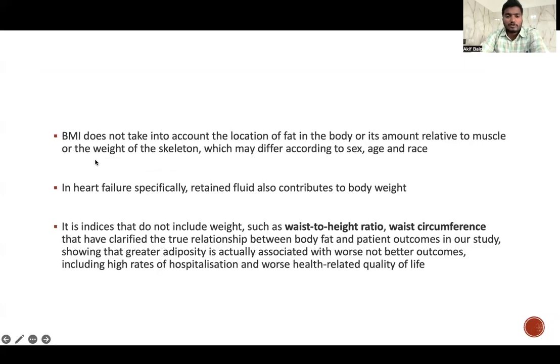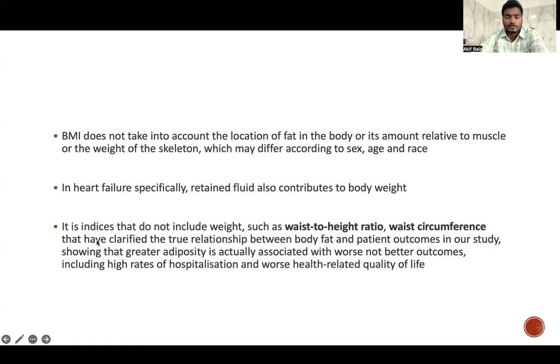BMI. The main problem here is that BMI does not take into consideration the location of the fat and its amount relative to the muscle. So various researchers, after the terminology came into the picture, tried to find out whether obesity is really protective or not. The previous studies of the obesity paradox were based on body mass index, which doesn't take into consideration fat distribution, the amount of muscle, and the weight of the skeleton.